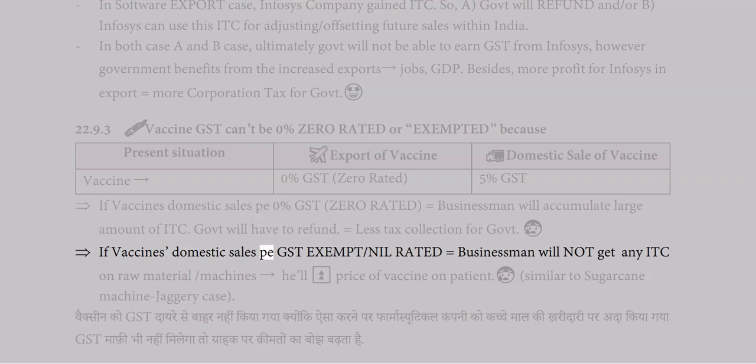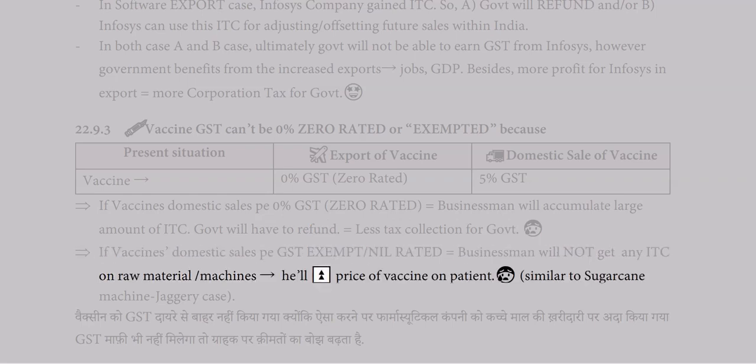If vaccine domestic sales were GST exempt, nil rated, the businessman will not get any ITC on raw material and machines, so he will raise the price of vaccine on the patient. Similar to the sugarcane machine jaggery case.